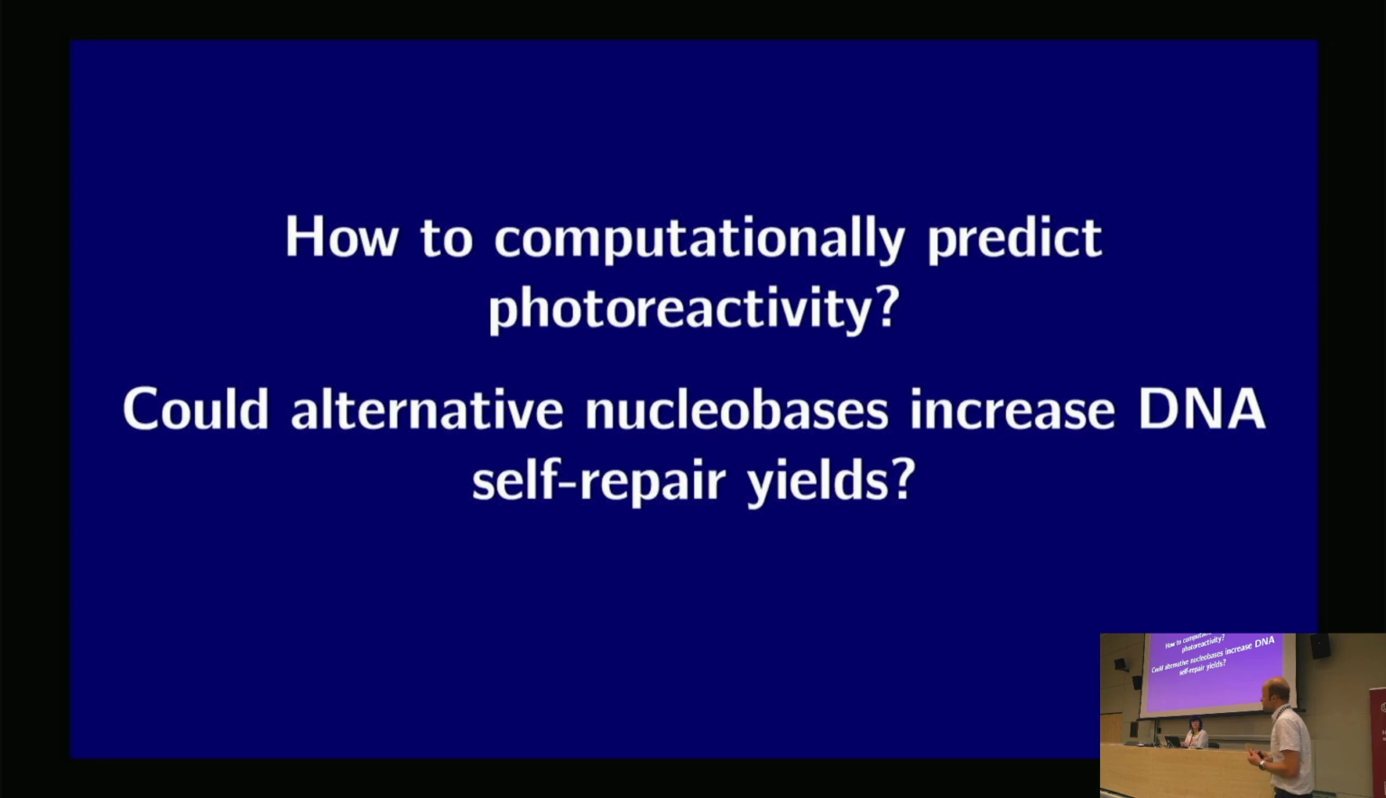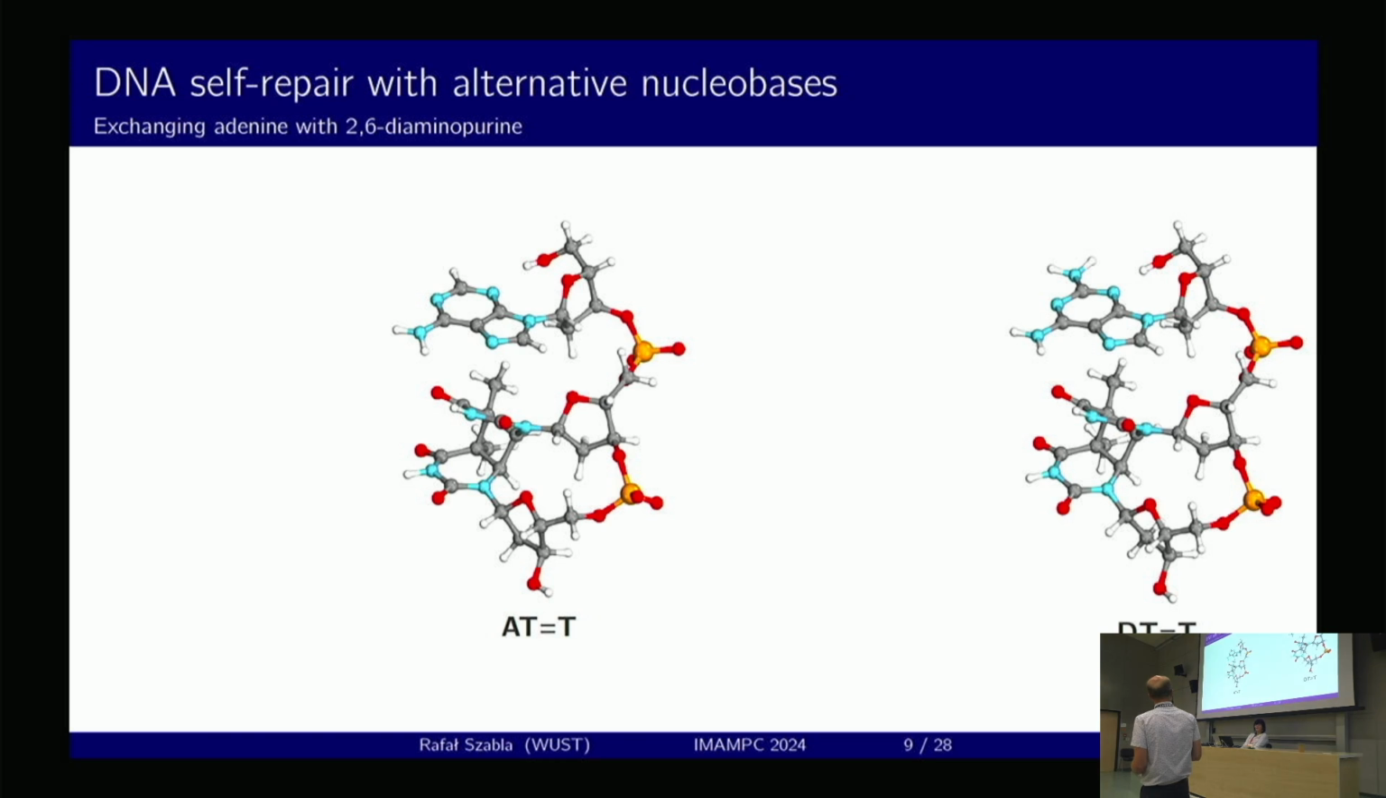Okay, so from this point, when we thought we understood the mechanism, we started asking ourselves a question, so can we now use it to predict the photoreactivity? And the first thing was that maybe we can actually find alternative nucleobases which have lower ionization potentials, which probably would result in lower energies of the CT states, and possibly these CT states could be populated almost directly. And we found one.